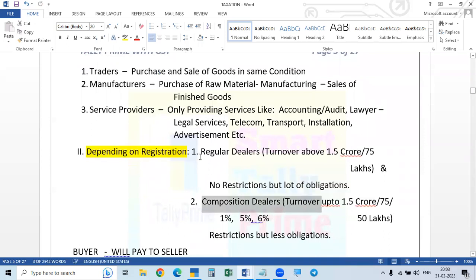And what about the others? All other dealers, that is, those whose turnover is more than 1.5 crore, 75 lakhs in the case of special category states, and 50 lakhs in the case of service providers, and in the composition category, restaurants that serve liquor, will come under this one.